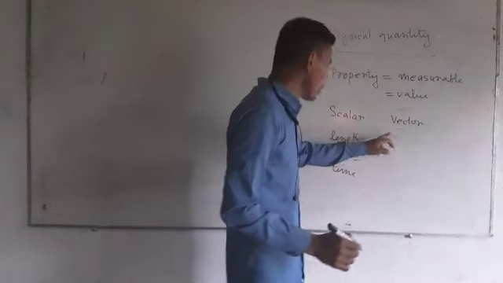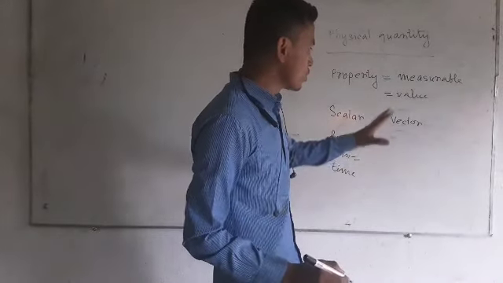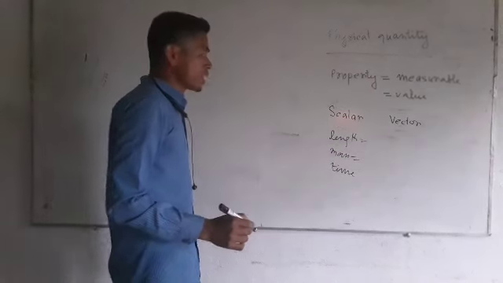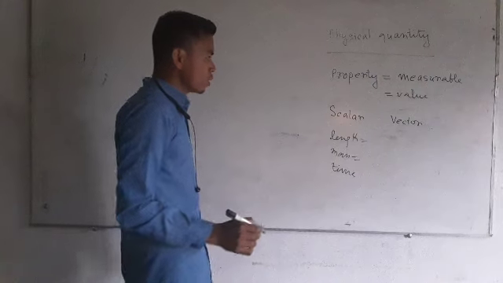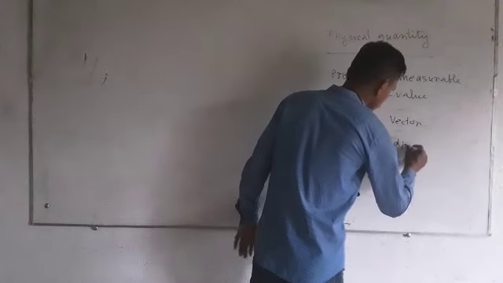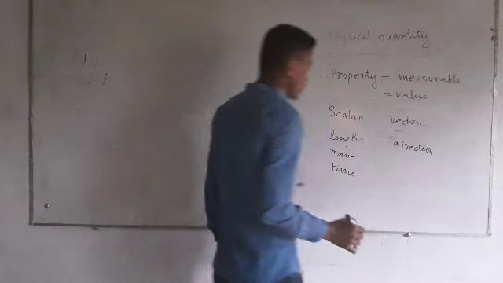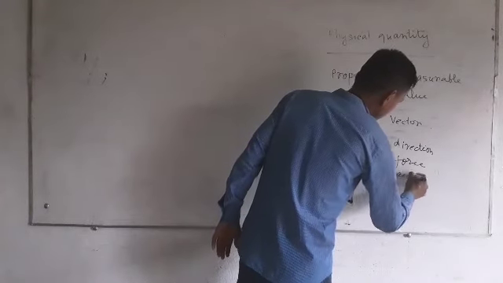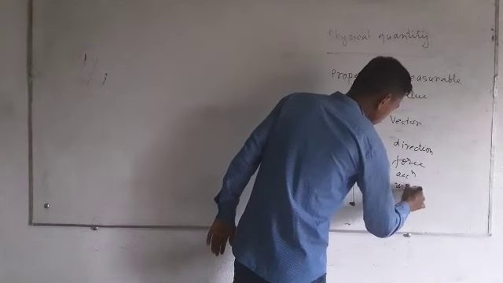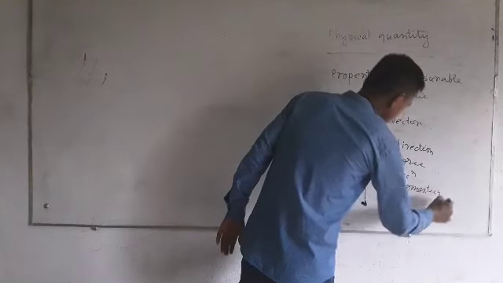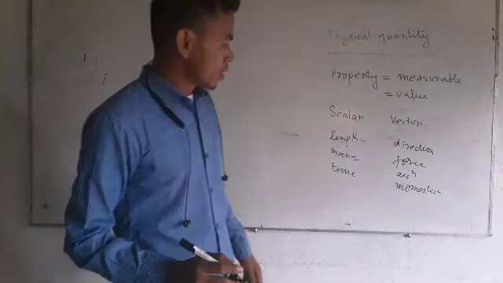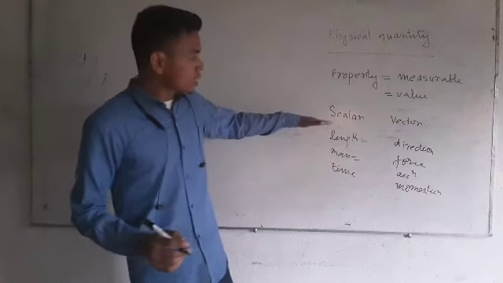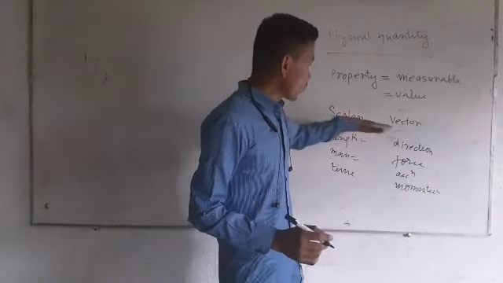For vector quantities, we need a direction in addition to the value of the measurement. So we need an additional value, that is direction. Examples include force, acceleration, momentum, torque, etc. So up to now we discussed only two types, and that is scalar quantity and vector quantity.